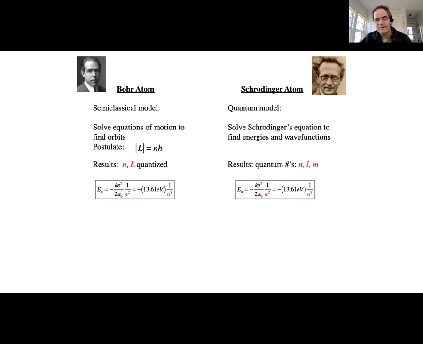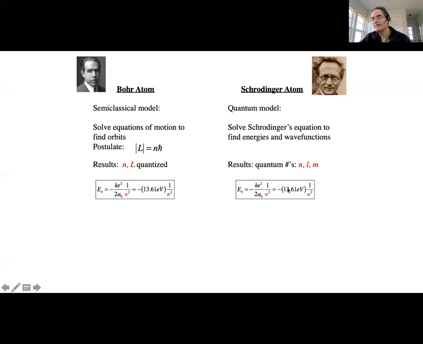Some things are quite similar. Rather miraculously, both models give the same values for the energy levels shown here. The energy is determined by the n or shell quantum number, and it's just minus ke squared over 2a naught, 1 over n squared. In the Bohr model, n was the only quantum number, okay? The energy was quantized and angular momentum was quantized, but both were just determined by n.